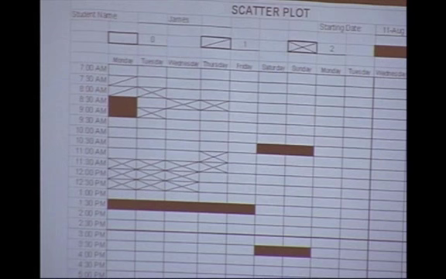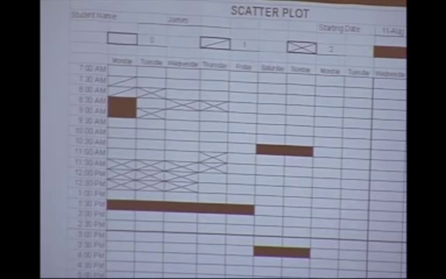What you do with the scatter plot as a functional behavioral assessment technique is two things. One is to look where are behavior problems occurring and is there a pattern? Do they occur more often at certain times and certain activities?